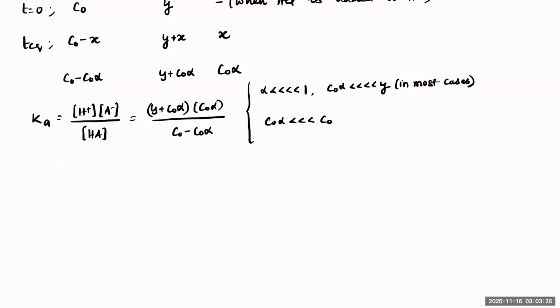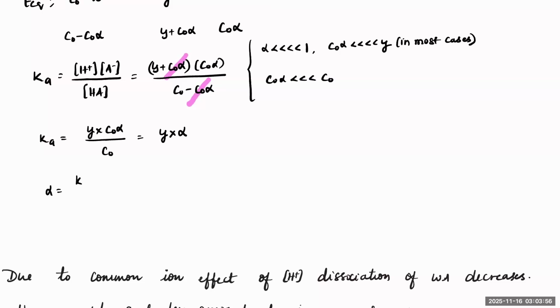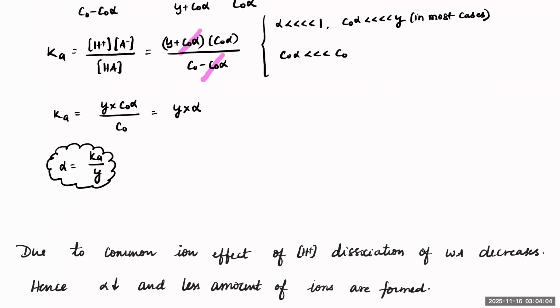So where and what can be ignored? Check out. First, this can be ignored in front of C naught, and this can be ignored in front of Y. Therefore, we can write Ka is equal to Y multiplied by C naught alpha divided by C naught. So you can see C naught will get cancelled. It will be simply Y into alpha. So alpha is equal to Ka by Y. Okay. So very important, in most of the cases, you will always notice alpha can be calculated simply as Ka by Y.